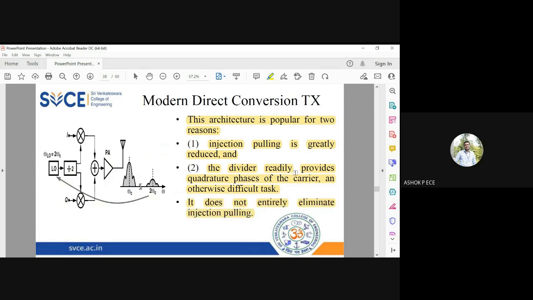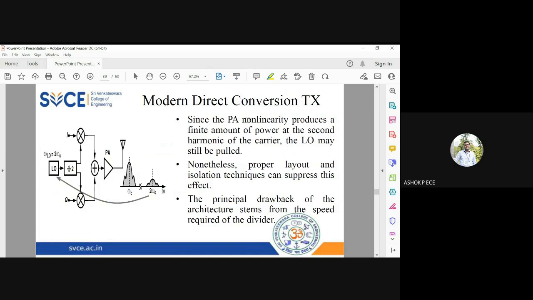So injection pulling is reduced, but it is not eliminated. There might be a second harmonic of the carrier that might still be pulled, even though the fundamental frequency pulling is reduced. That second harmonic, at 2 omega C, might still be pulled here. Unless proper isolation techniques are followed and proper layout is done, we cannot suppress this effect.